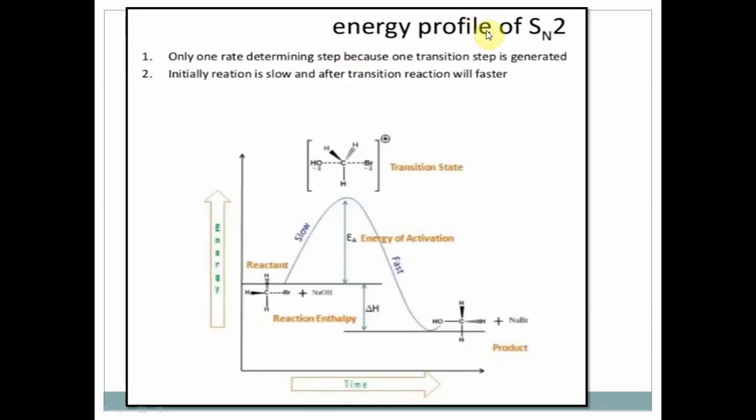Energy profile diagram of SN2 reaction. Only one rate determining step because one transition state is formed here. Initially the reaction is slow, and after the transition state the reaction will be faster. First, this is the energy of activation, transition state is formed, and then product is formed very fast, and we get the alcohol as well as NaBr.